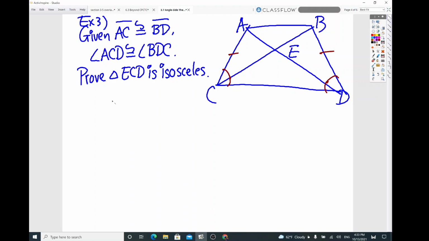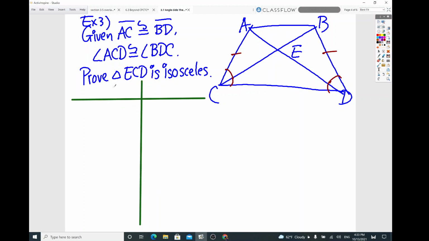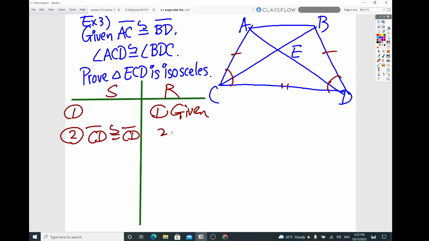So statements, reasons. Always start with the given. This proof is going to be a little bit long, so I'm not going to rewrite the given statement. Just refer back to the top. So it's all given. Since we already know that all those segments and angles are congruent, one thing we notice is CD is congruent to CD, by using the reflexive property of equality.